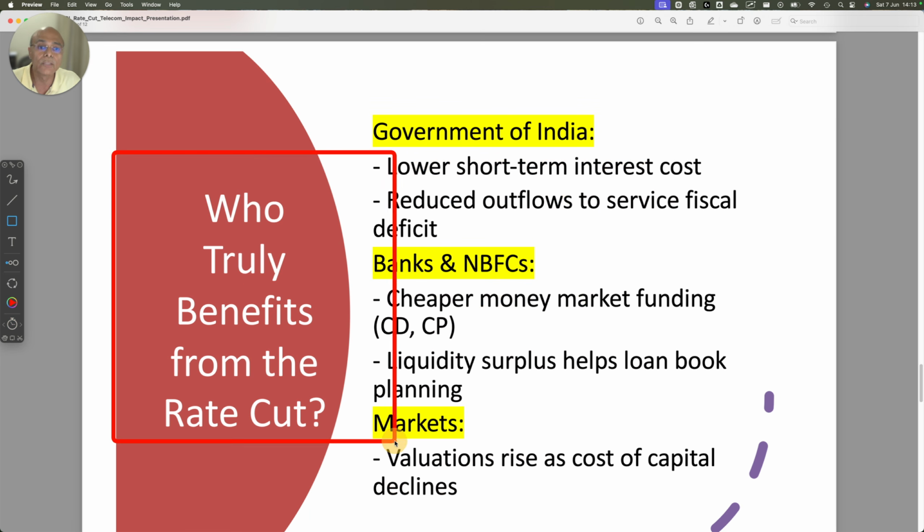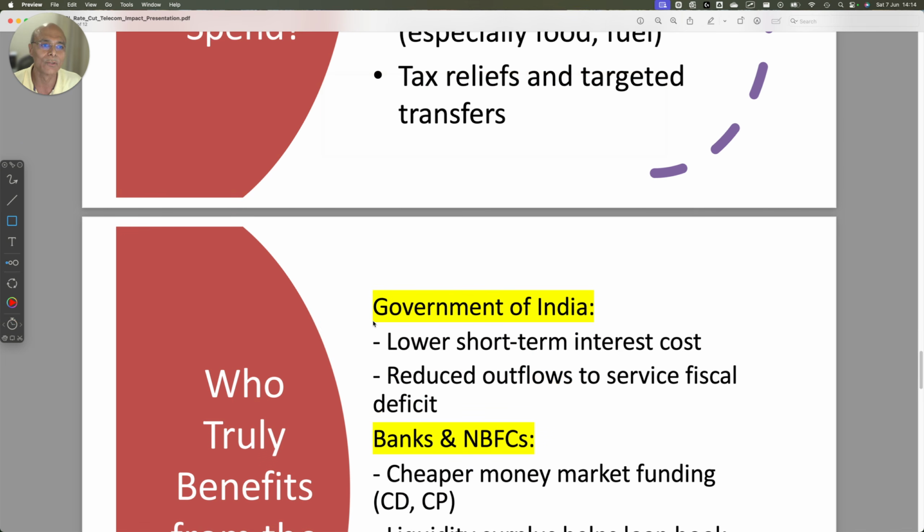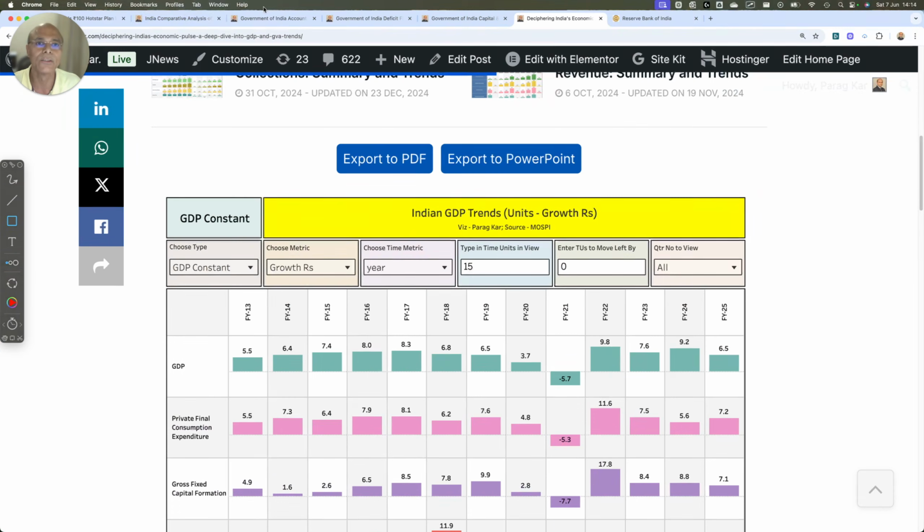So who is going to truly benefit from this rate cut? Let's understand this. This is very, very important. I'll tell you: the Government of India. Why? So let's go to my chart. Again, this is going to be very interesting.